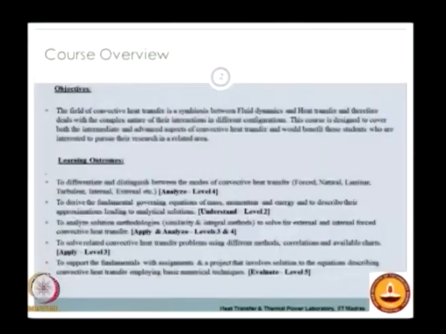So these analytical solutions are determined from your actual Navier-Stokes equations based on certain approximations, and you will be able to understand how to derive these equations and also the approximations involved. So that will be on the level 2, which is on the understanding level.